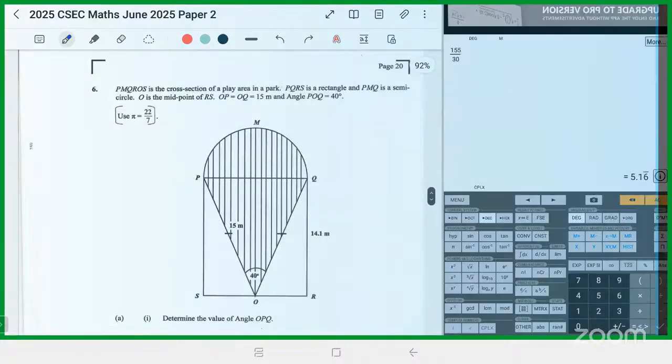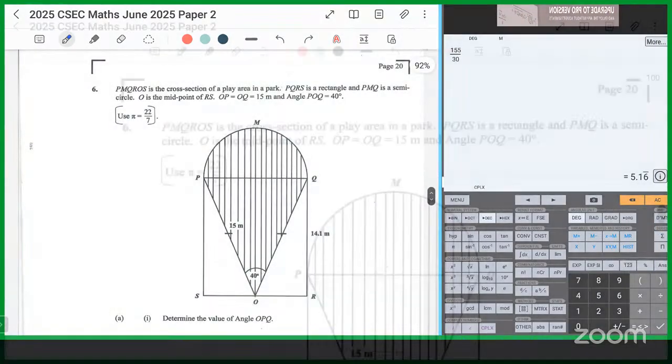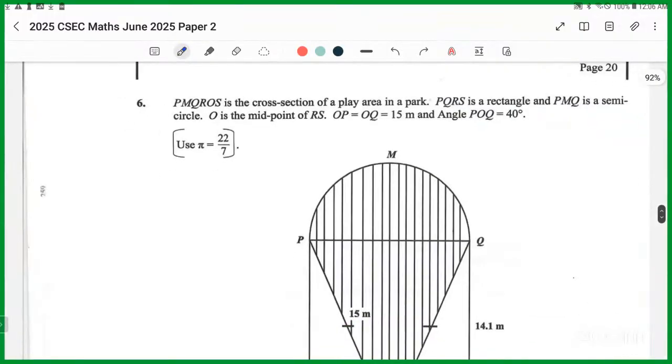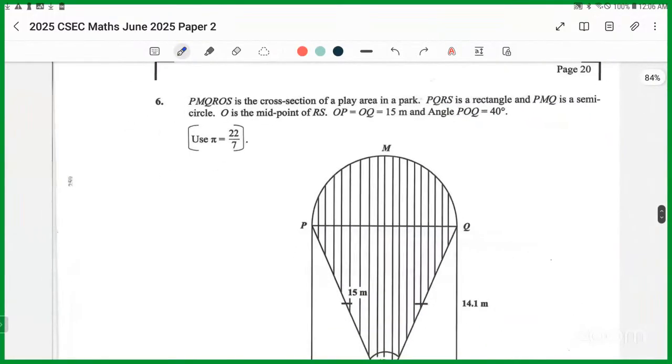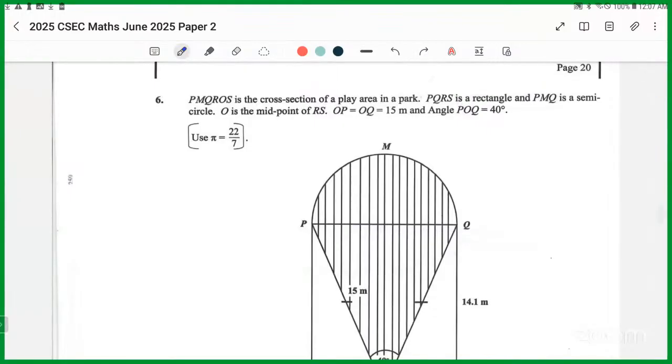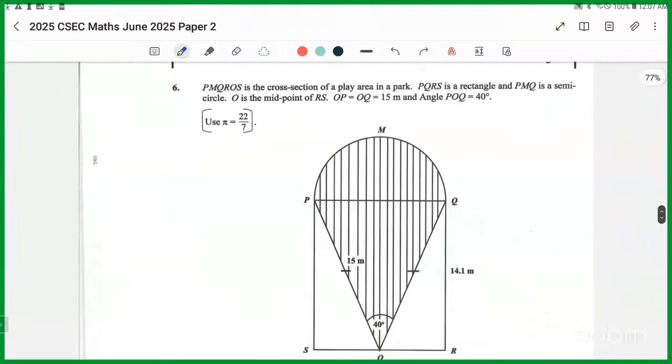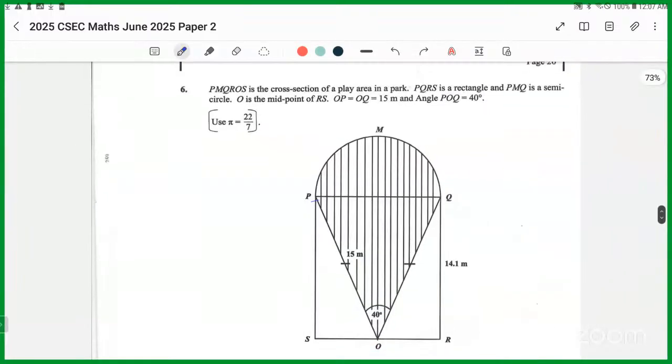Okay, let's look at this one now. This one says PMQRS is the cross section of a play area in a park. PQRS is a rectangle, and PMQ is a semicircle on top. It says O is the midpoint of RS down here, so this point divides this side of the rectangle half and half.